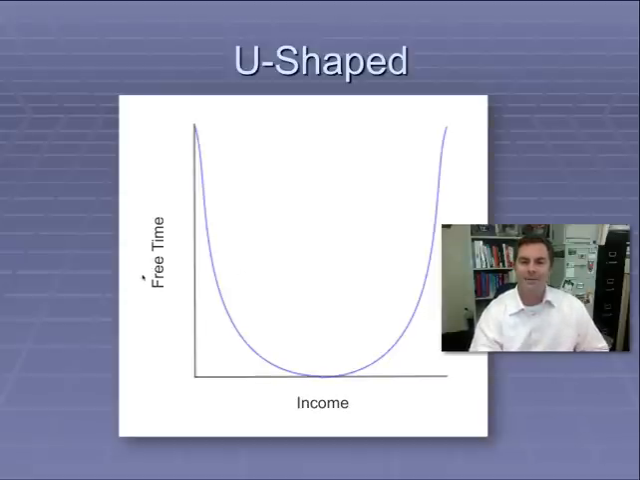The amount of free time that people have and their income, the relationship between those two variables tends to be U-shaped in the population. So the less income you have, low income on this end, high income on that end, low free time on this end, high free time on that end. If you don't have much income, you're maybe not working so much. No money, no job, lots of free time.